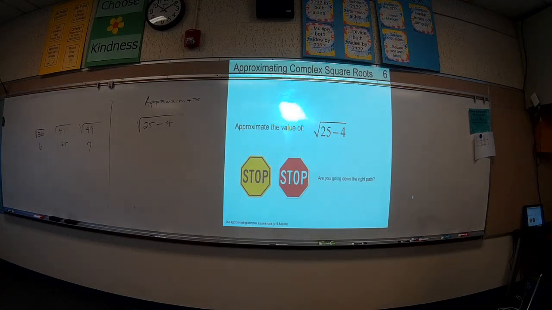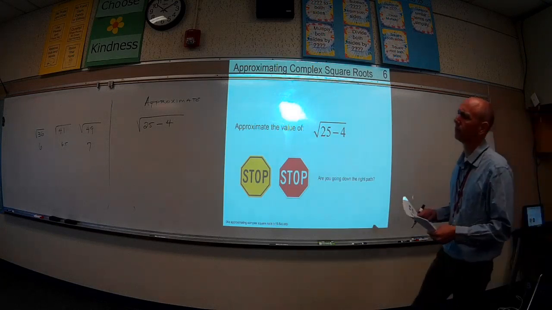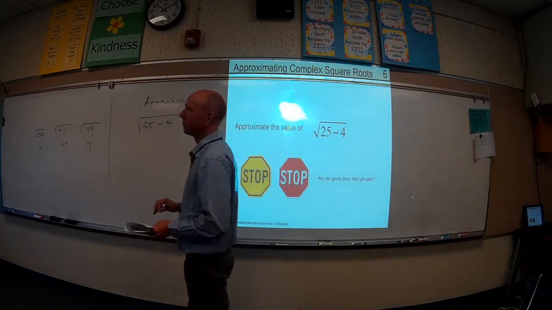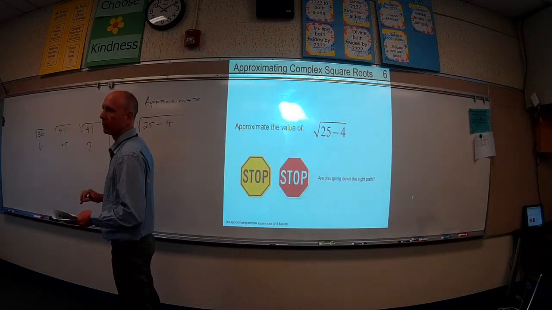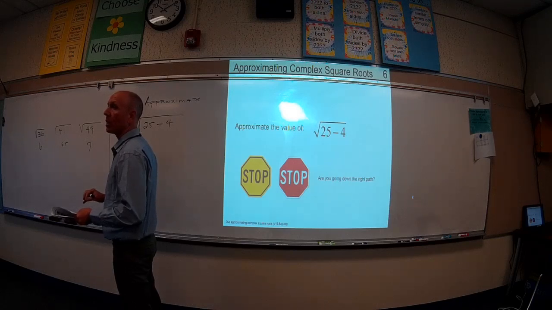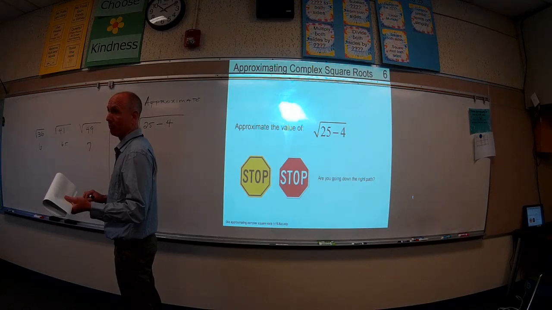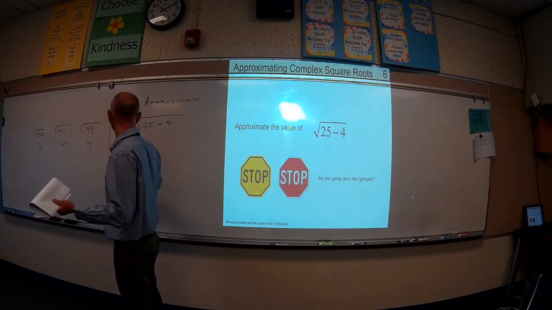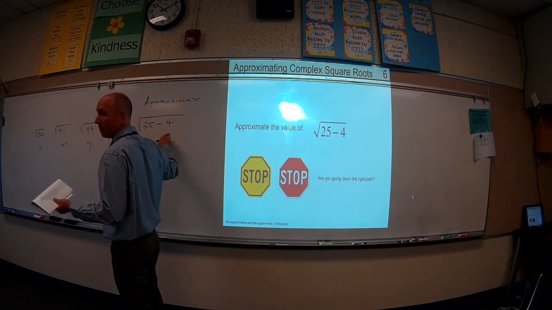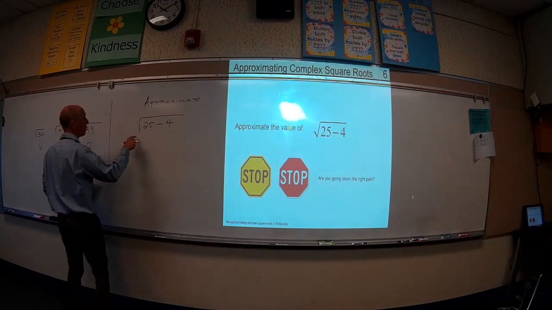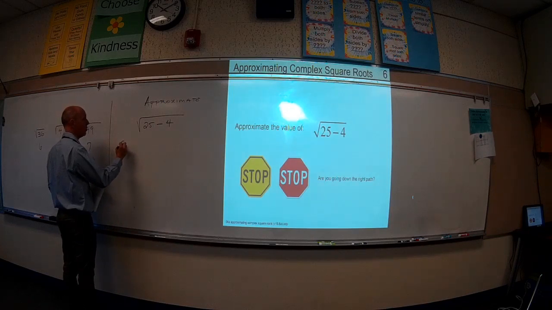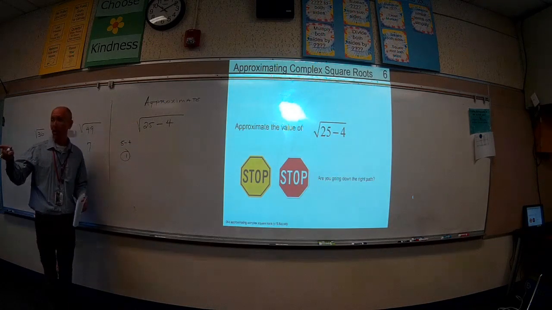So Brooke, what's your method here? Okay, so then you got a 3. All right, okay, so you did the square root of 25, which is 5, and then you subtracted 4, and then you got a 1. Is that your logic? Okay.